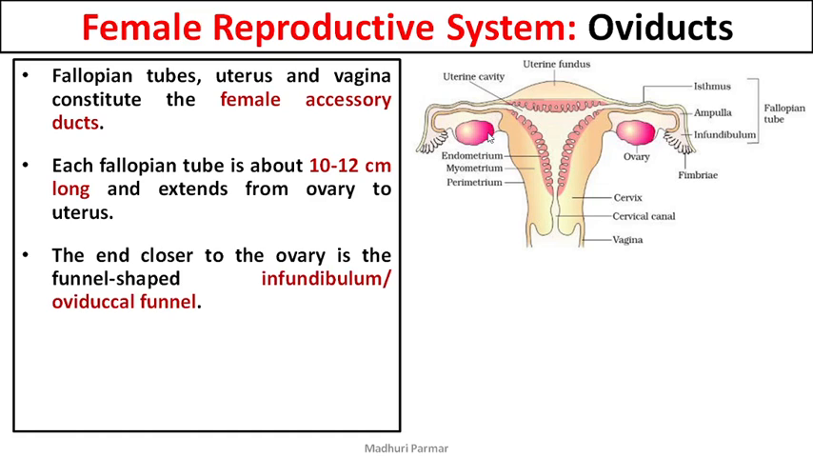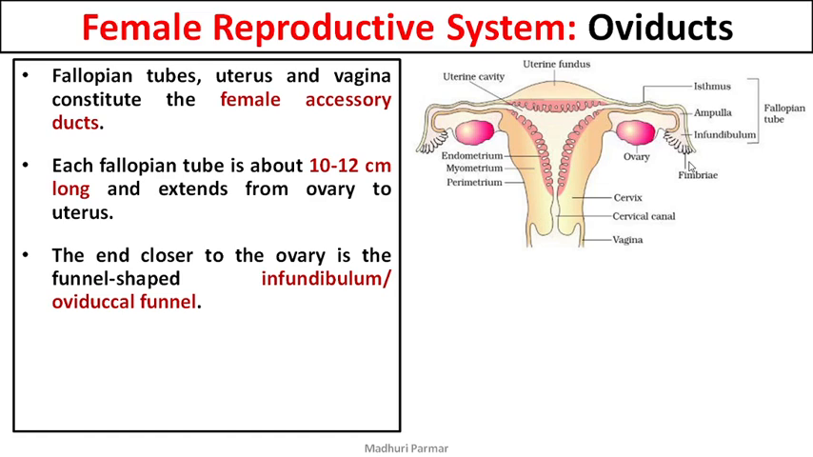The end closer to the ovary is funnel shaped. This part which is closer to the ovary is a little funnel shaped, right? This funnel shaped process is known as infundibulum. From funnel you can remember infundibulum. Infundibulum is also referred to as oviductal funnel.